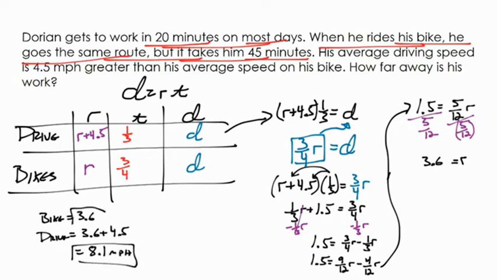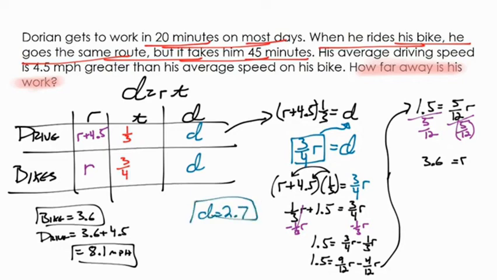But here's where we have to be careful. I almost moved on and ended this video, but this says, how far away is his work? Well, we did all this work to find the rate, but we don't know the distance. That's what we're actually looking for. Now that I know the rate on the bike is 3.6, I know that the distance is equal to the rate times the time. So if I did 3.6 times 3/4, I get that the distance is actually equal to 2.7.